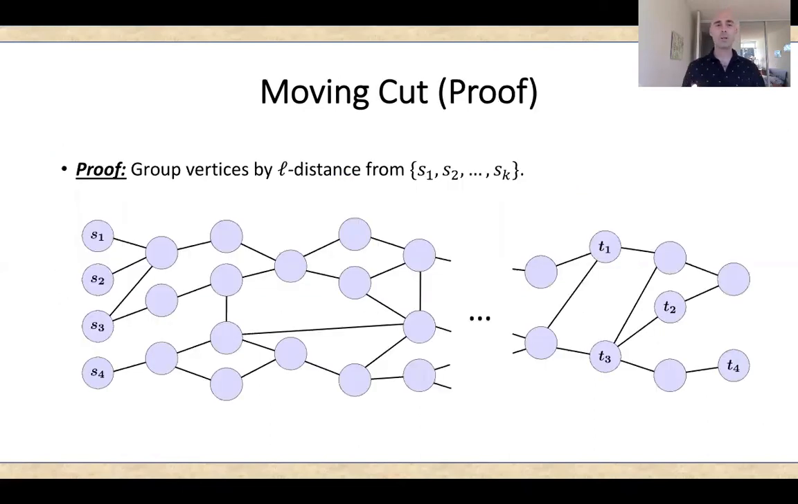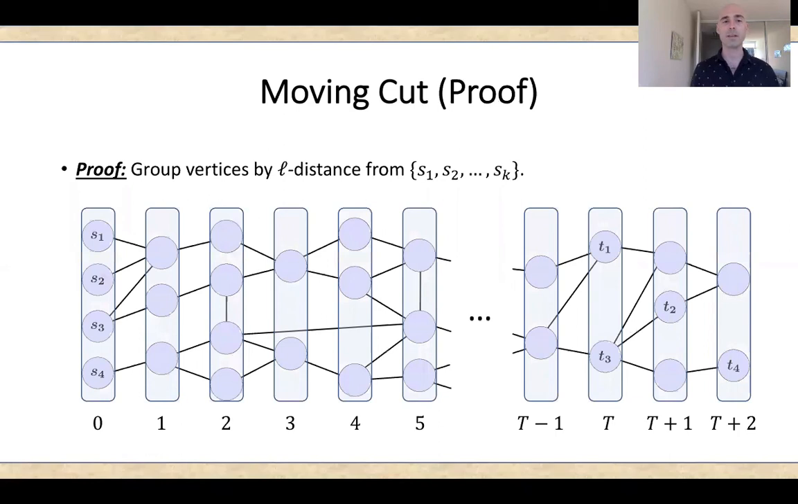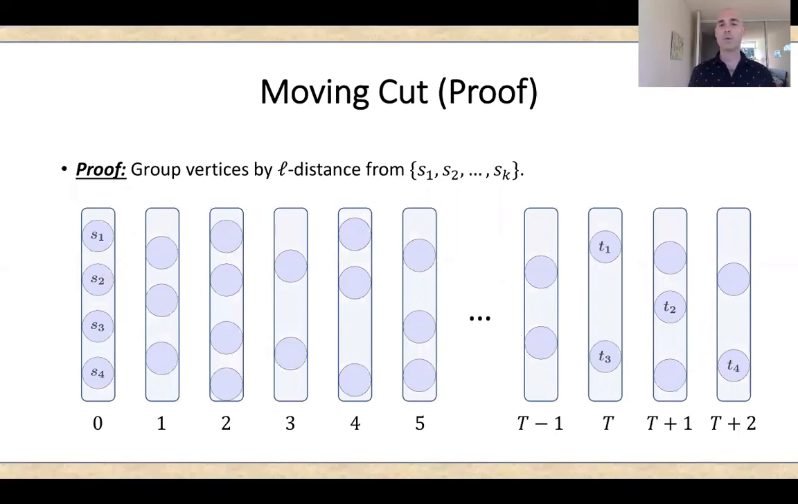So let's look at our network, and let's group the vertices by their L distance from the set of sources. So pictorially, it looks something like this. So we have level 0 as sources, level 1, etc., etc. And notice that by the moving cut definition, all the sinks are in levels T or higher.